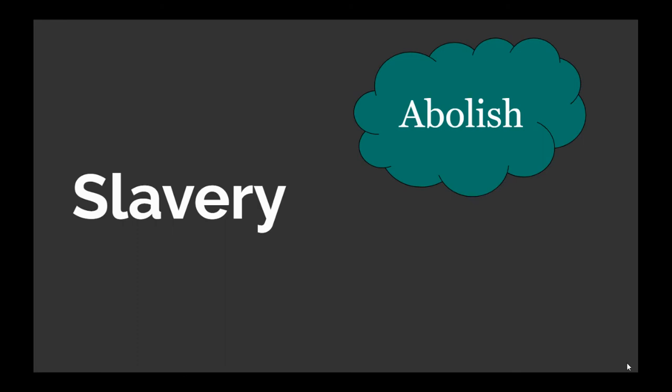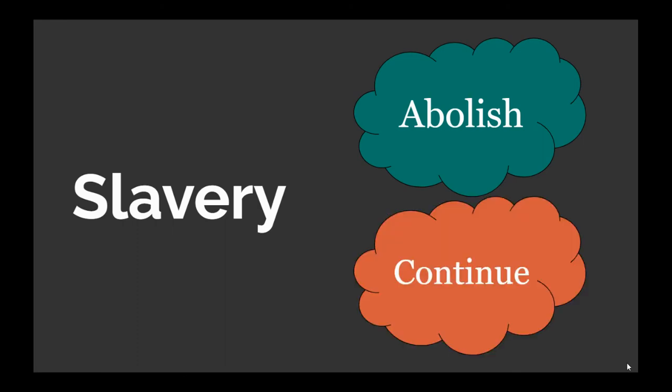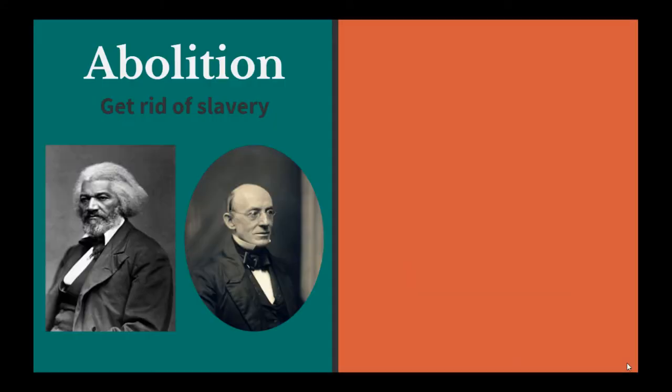The fourth and biggest topic that's going to separate the North and South are their views on slavery. In the North, they wanted to abolish or get rid of slavery. And in the South, they wanted to continue slavery. Remember that abolition means to get rid of slavery.